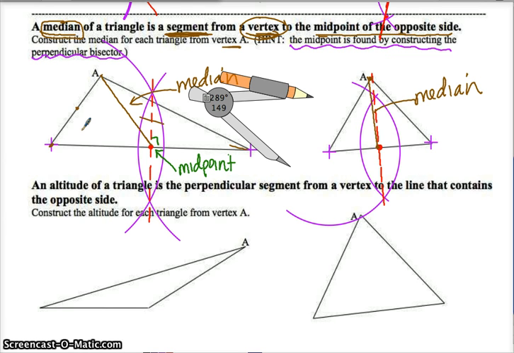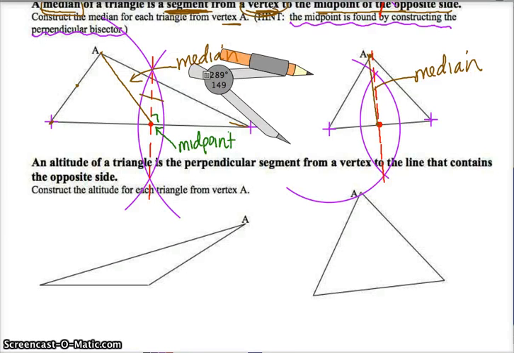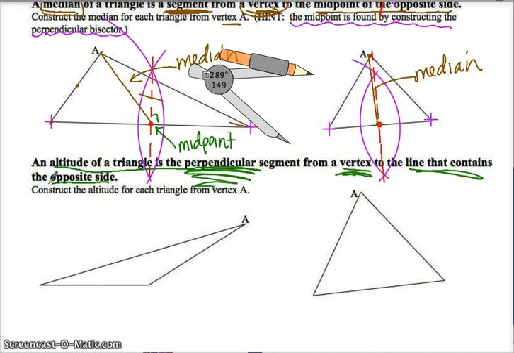Okay, moving on to altitudes. Your altitude, so I'm going to erase some of this stuff here. Your altitude, well, what's that definition? The altitude of a triangle is the perpendicular segment from the vertex to the line that contains the opposite side. It's the perpendicular segment from the vertex to the line that contains the opposite side.